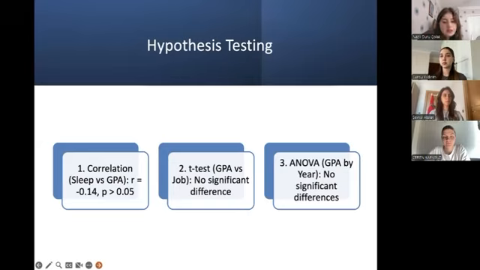This slide summarizes three hypothesis tests. There is a weak negative correlation between sleep duration and GPA, but it is not statistically significant. A t-test showed no significant GPA difference between students with and without part-time jobs. ANOVA results indicated no significant GPA differences across academic years. These findings suggest that sleep duration, job status, and academic year do not significantly affect GPA in the sample.